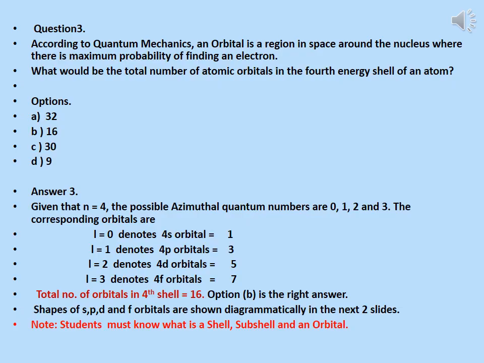Question number 3. According to quantum mechanics, an orbital is a region in space around the nucleus where there is maximum probability of finding an electron. Now, what would be the total number of atomic orbitals in the fourth energy shell of an atom? Options are given, 4 options, and we need to arrive at the right option.